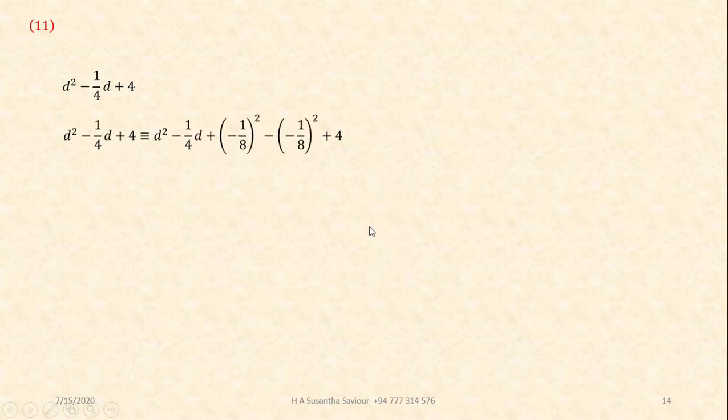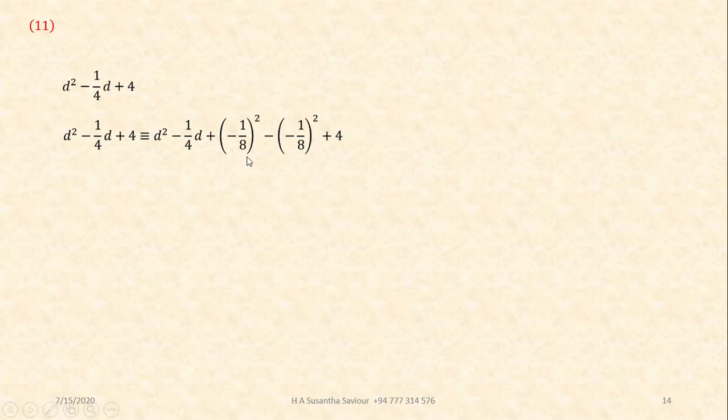Let's go on to example number 11. This time this d coefficient is a fraction, right? Now what is half of it? There you are. Half of this is 1 over 8. Half into 1 over 4, half into 1 over 4 is 1 over 8.